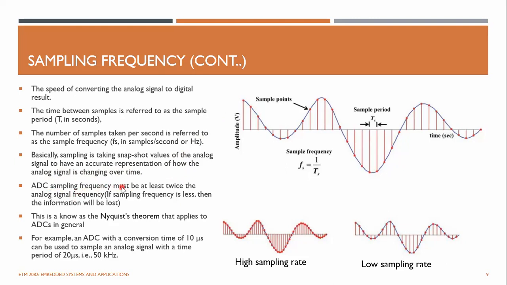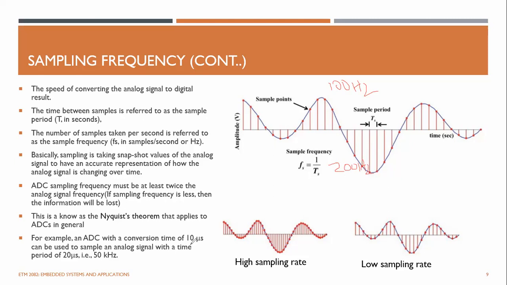The ADC sampling frequency must be at least twice the analog signal frequency. So this sampling frequency should be twice this original frequency. If this is a sine wave of, let's say, a 100 hertz signal, you need a sampling rate of at least 200 hertz in order to get this ADC done. This is known as the Nyquist theorem.